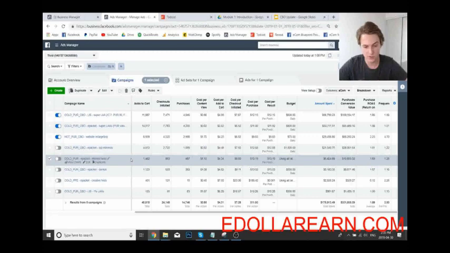So first off, I want to show you how I set this up. I had two campaigns for this top interest workflow. I had the one to test the ad sets, to test all the different interests, and then I had the CBO campaign for scaling.